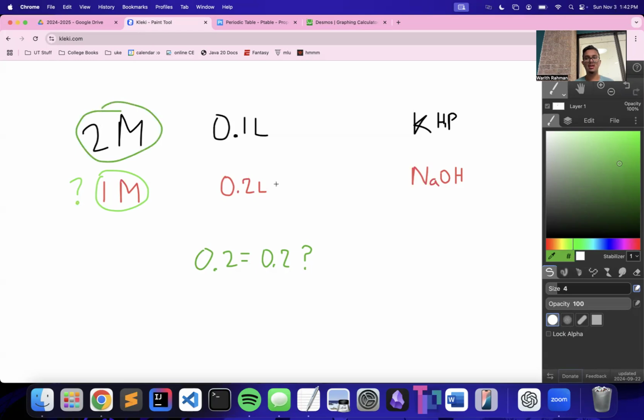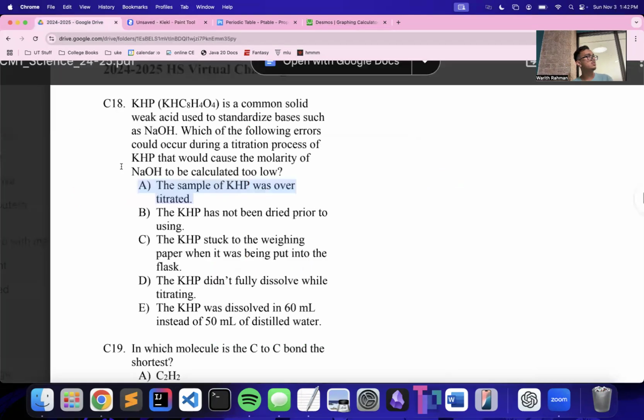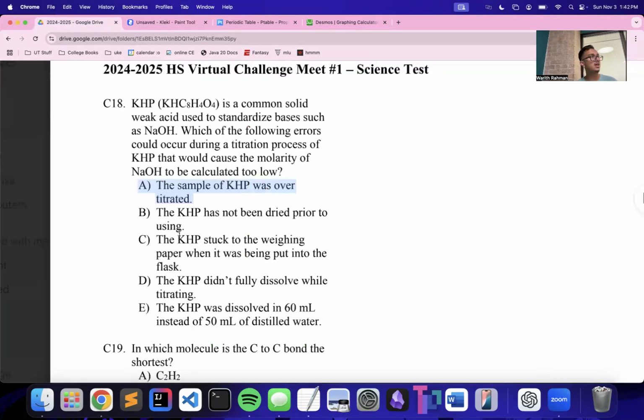So we're going to end up adding less of this, and we're going to think that, oh, if we had less of this for a 2 molar solution, we must have had a higher molarity. And these explanations, I am realizing, are pretty bad.